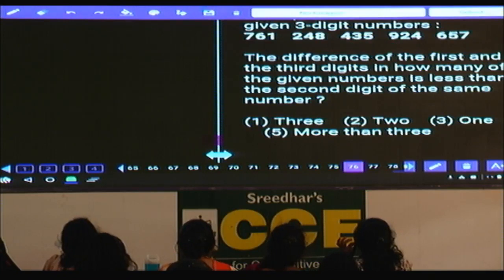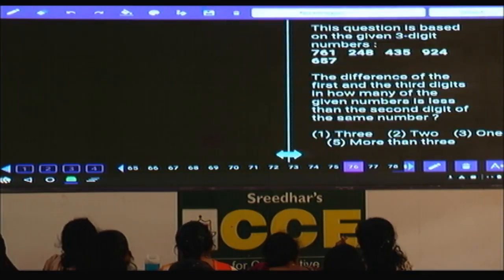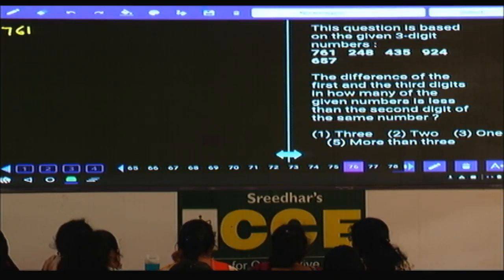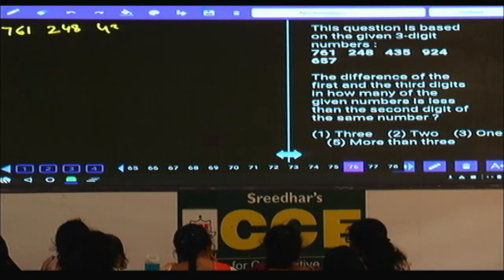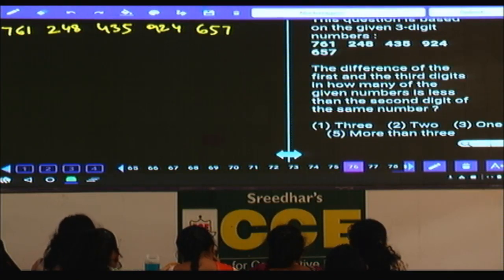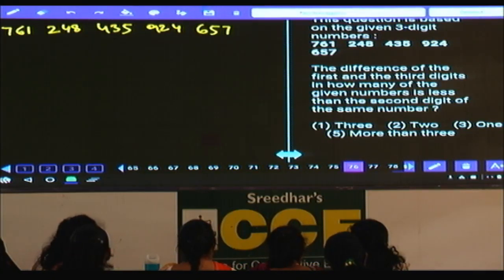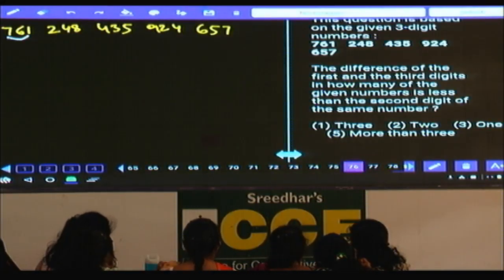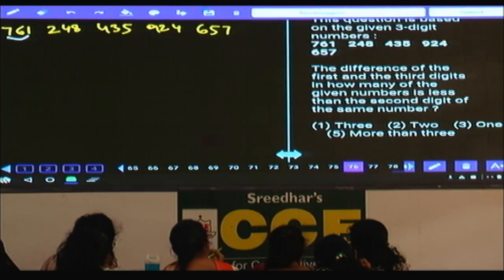Then 76 to 80. Now in this 76 to 80, tell me what are the numbers we have? 761, 248, 435, 924 and 657 are the 5 numbers we have. Then the question is about the difference of the first and the third digits. In how many of the given numbers is it lesser than the second digit of the same number? Now the difference between 7 and 1 is 6, equivalent to the second digit, that is 6. Now 8 and 2. 8 and 2 is how much?